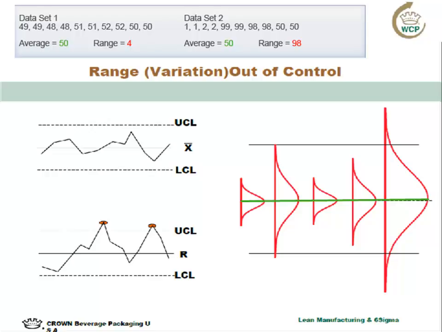This is a critical concept to understand with an X-bar R chart. You should first look at the range chart to see if everything is in control, and then look at the X-bar portion. For example, look at the data in the window. Both of these data sets have the same exact average, but drastically different ranges. This is exaggerated, but demonstrates how averages can be the same with different ranges when using an X-bar R chart.